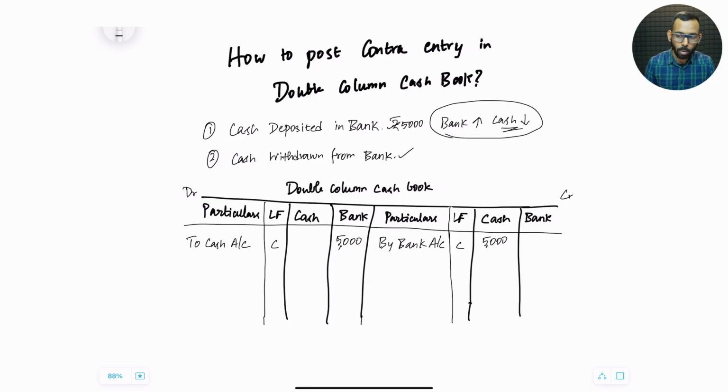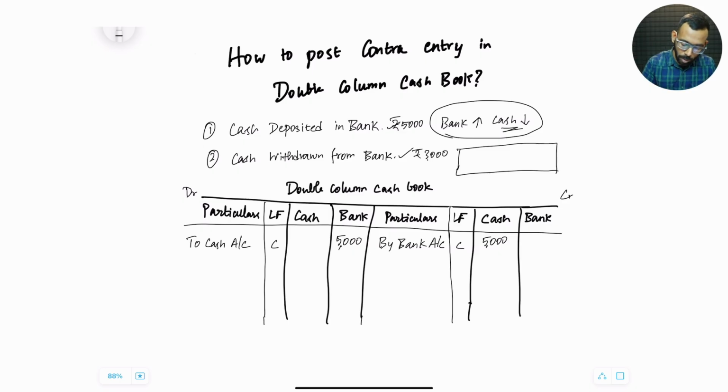Similarly, let us see how to write it for the second situation, which is cash withdrawn from bank. Let us assume an amount of rupees 3,000 we withdrew from bank. Now in this case, again trace the two elements. What are the two elements? My cash in hand is going up, because imagine you are going into an ATM and you are inserting your debit card and you are taking out cash. Therefore your cash in hand will go up, and consequently what will go down? Your bank balance will go down.